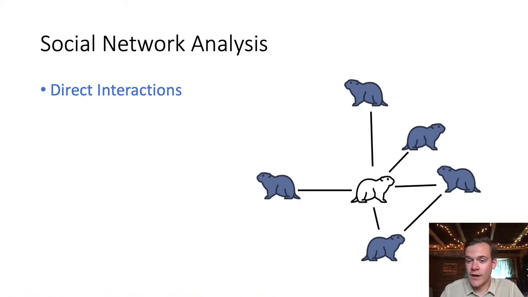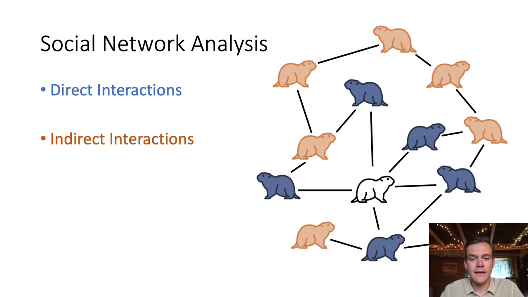Using both direct interactions, quantifying how social an individual is, and indirect interactions, quantifying how social an individual's social partners are, or that individual's position in their network. Social networks have been used to quantify the fitness consequences of social relationships across species and contexts.